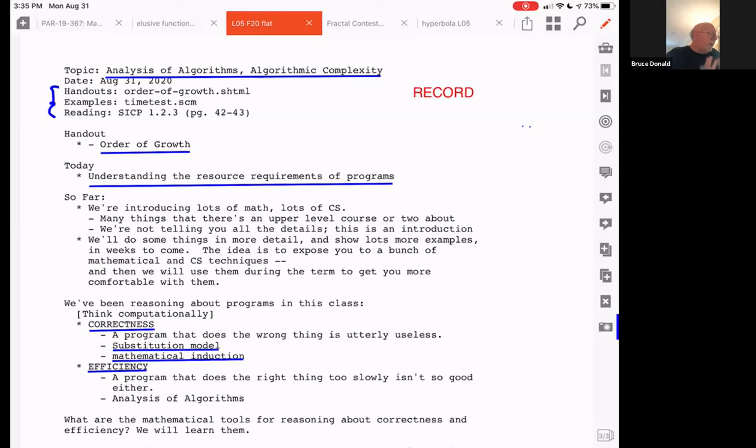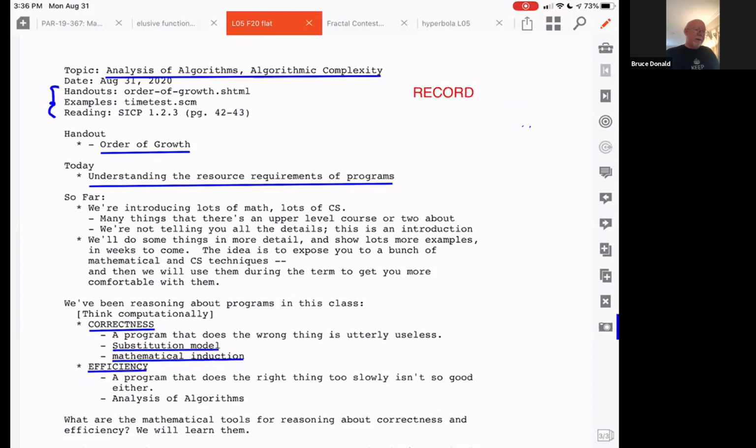So basically in this class, we're introducing you to a lot of math, a lot of CS, and there are many things we're telling you about, and the level is appropriate, but there are many things for which there's an upper level class or two about. We're not telling you all of the details, but this is an introduction. This is an introduction to mathematical computer science. And so we'll do some things in more detail and show you lots more examples, of course. But the idea is to expose you to a bunch of math and CS techniques so you can use them and become comfortable with them during the term and in your career.